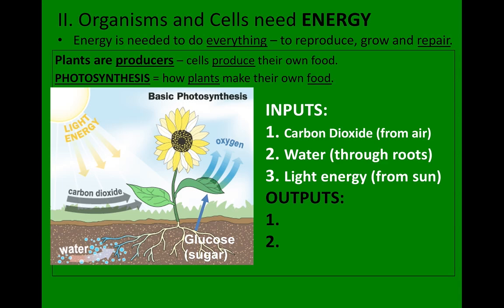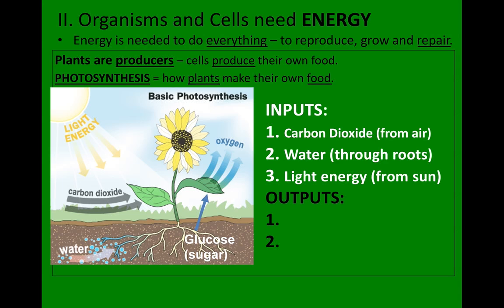The second input is water, and water is going to come in through the roots of the plant. So as that enters the roots of the plant, it's going to travel through the vascular tissue to get up to all parts of the plant, and particularly up to the leaves where that photosynthesis is going to happen. And then finally, we need light energy, which usually is from the sun. That light energy is kind of like the oven that this is all going to get cooked in. And so that adds the energy for that to happen.